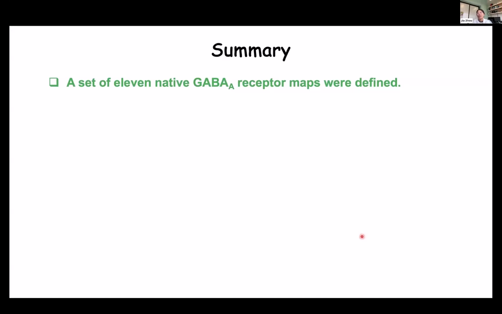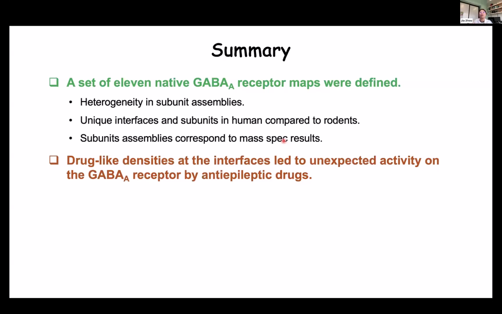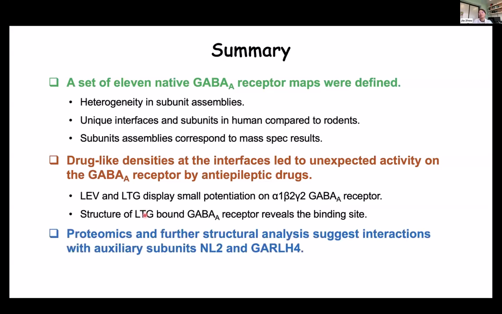So then I will give you a summary of my talk today. We determined 11 maps of the GABA receptor, and we found heterogeneity is super high. We found some unique interfaces and subunits existing only in humans compared to rodents. We also found all the subunits correspond to our mass spec results. And we found some rare density in the maps, which led us to investigate two drugs, LUA and lamotrigine. They have some activity on the GABA receptor, and we finally determined the structure of where lamotrigine binds to the GABA receptor. Then, based on the mass spec results and model docking, we suggest the complex structure of the GABA receptor together with NR2 and GAR4, but it still needs further validation.